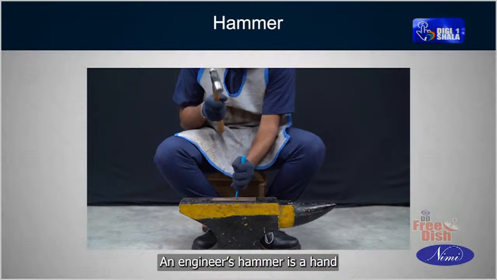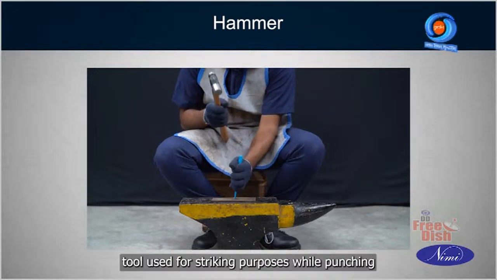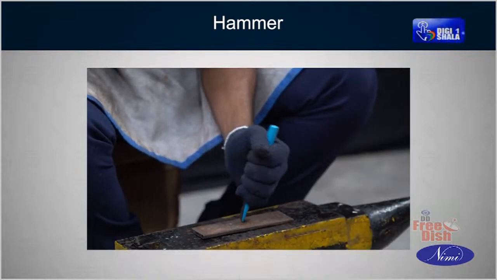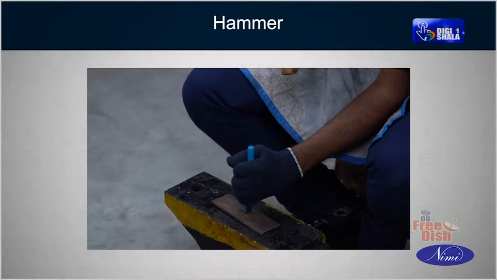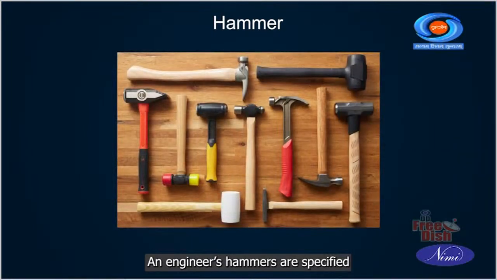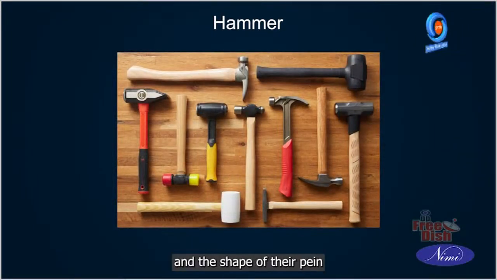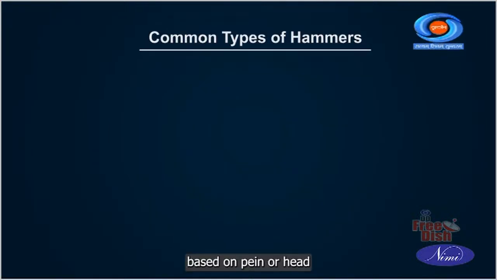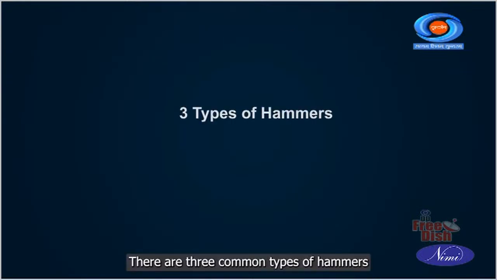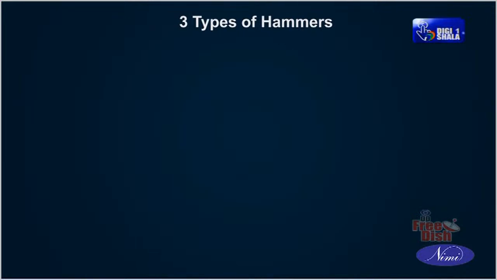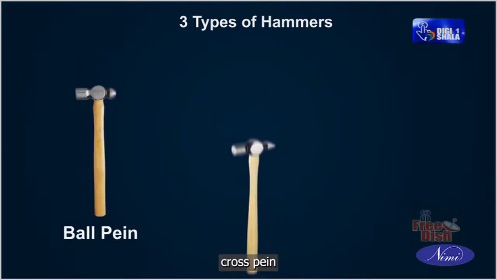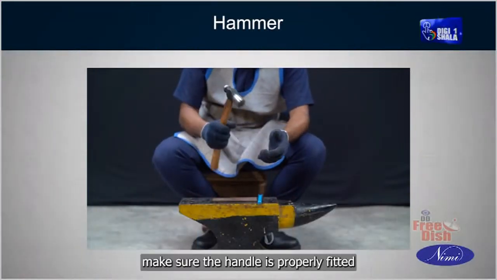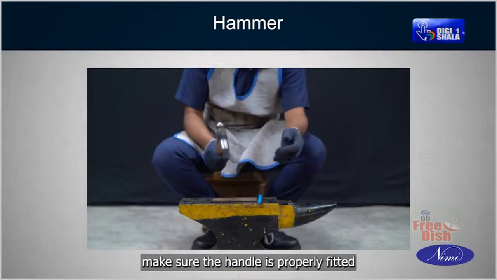An engineer's hammer is a hand tool used for striking purposes while punching, bending, straightening, chipping, forging and riveting. Engineer's hammers are specified by their weight and the shape of their pin. Common types of hammers. Based on pin or head, there are 3 common types of hammers: ball pin, cross pin, straight pin. Before using a hammer, make sure the handle is properly fitted.